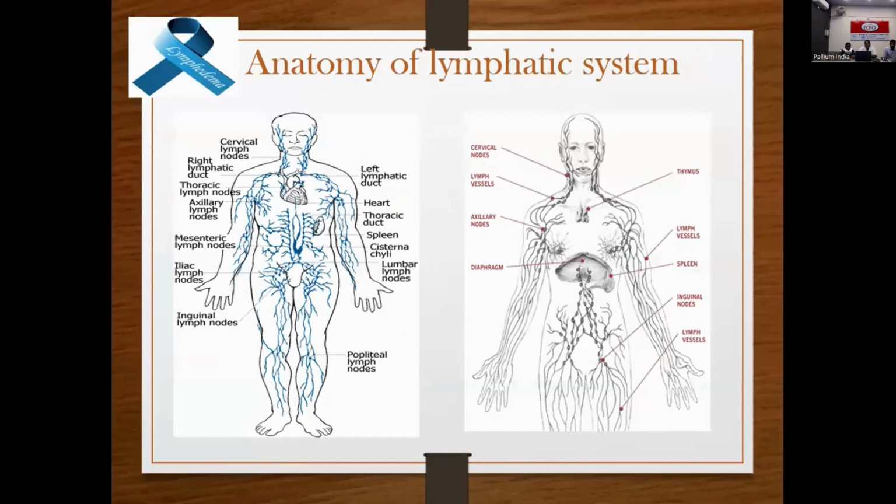This is the anatomy of the lymphatic system. It shows that the lymphatic system is present all over the body. Through this channel, the lymph fluid is circulating throughout the body.